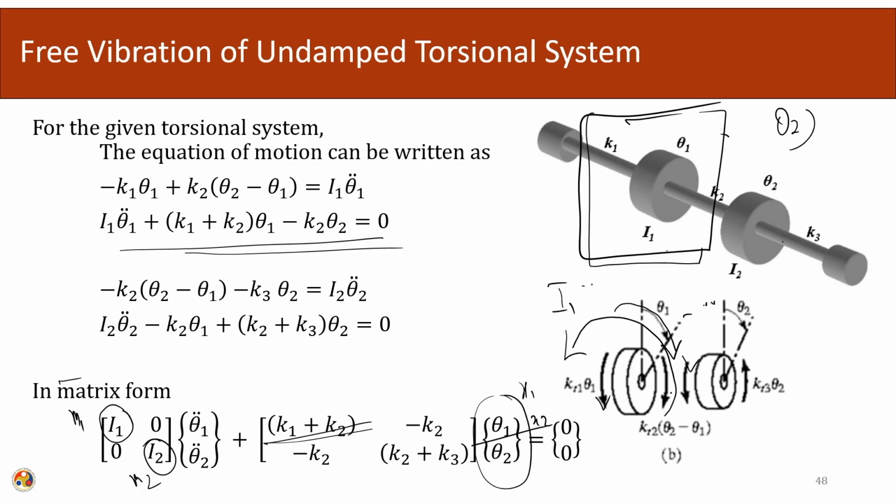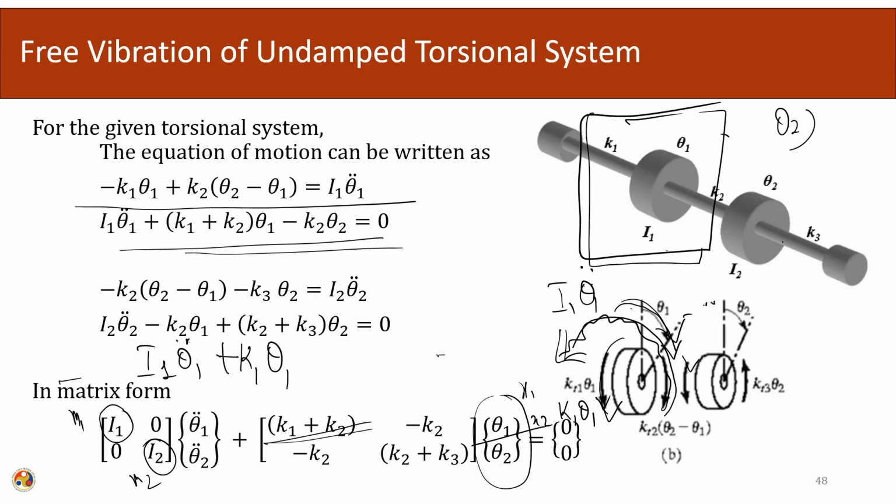So, the pseudo component is acting in this direction. So, I1 theta 1 double dot, okay. Then the motion is this way, so the resistance will be in the other direction. So, K1 theta 1, okay. So, we are looking into this equation: I1 theta 1 double dot, the pseudo inertial component, plus K1 theta 1 equals 0. Now, some portion is missing out here, we will come back to that.